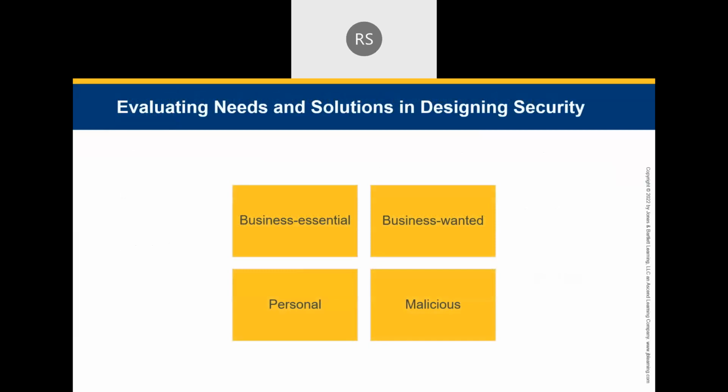Personnel is security requirements driven by individual users or employees. And finally, malicious is security considerations aimed at preventing or mitigating malicious activities. So this addresses potential threats such as cyber attacks, malware, and so forth.